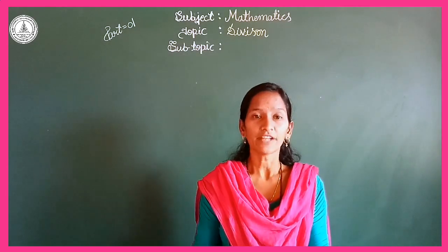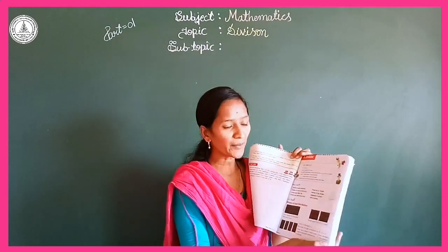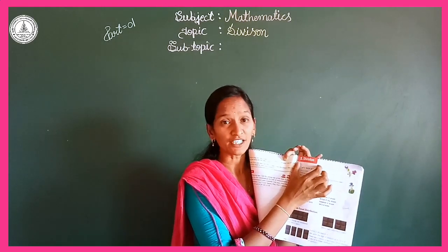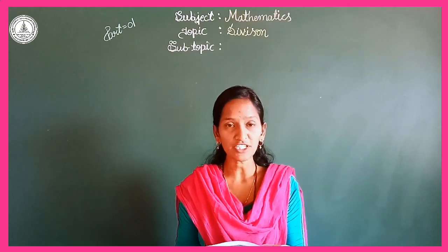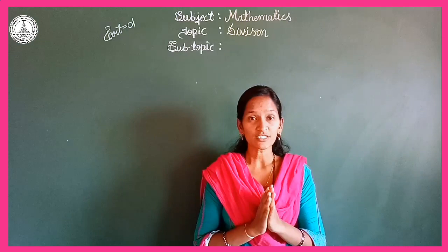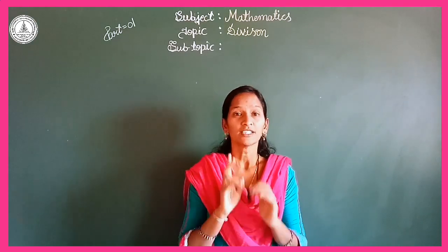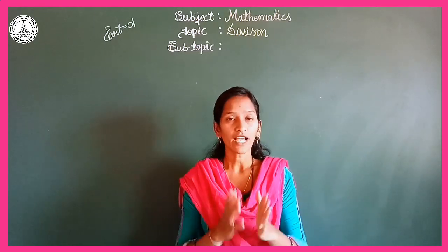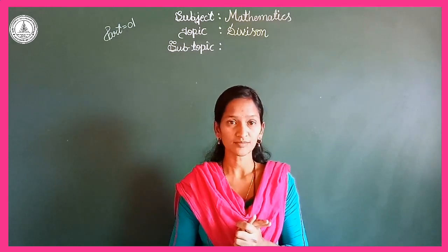So students, now open page number 99. See here, this is page number 99. Here is your next chapter, that is division, right? Our first subcontent is division as equal distribution. So students, in this class I am going to discuss two concepts. The first one is division as equal distribution and also division as repeated subtraction, right?